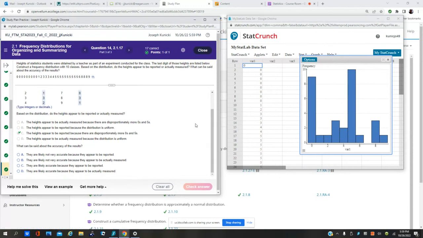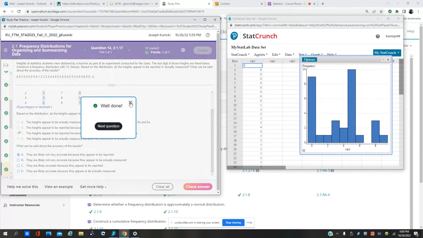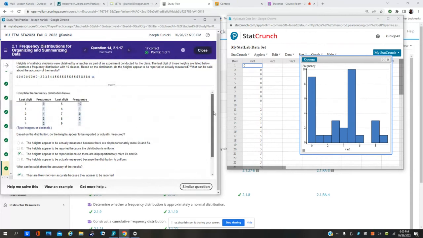So what can be said about the accuracy? Well, they're not very accurate because they appear to be reported. Look at the other distractors. They're likely not very accurate because they're actually measured. Well, if they were actually measured, they would be very accurate. They're likely accurate because they appear to be reported. No, if they're reported, they're not accurate. And they're likely accurate because they appear to be actually measured. Well, we know that they're probably not actually measured, once again, because they're not equally likely. So they're not very accurate. That's the whole point, that they're rounded. And that is a conclusion drawn from the distribution.